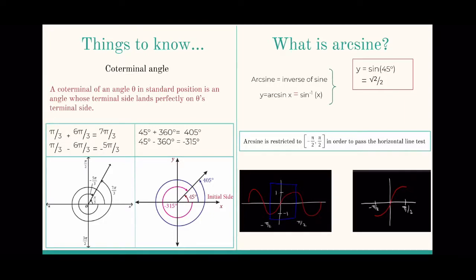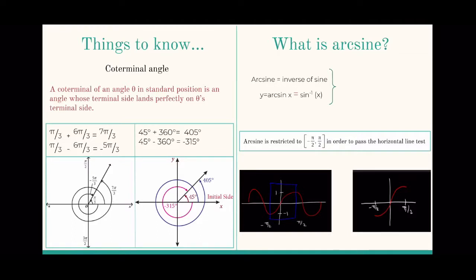I did it in degrees as well. 45 degrees is the original angle. So when you add 360 degrees, that would give you 405 degrees, and when you subtract 360 degrees from 45, that would give you negative 315 degrees. So 405 degrees and negative 315 degrees are coterminal angles of 45 degrees. Okay, so let's actually move on to arcsine now. What exactly is arcsine?